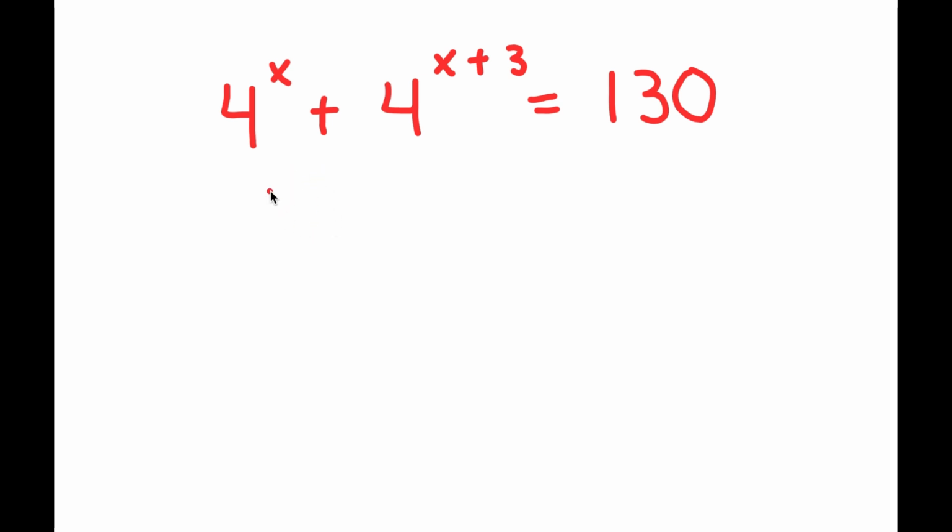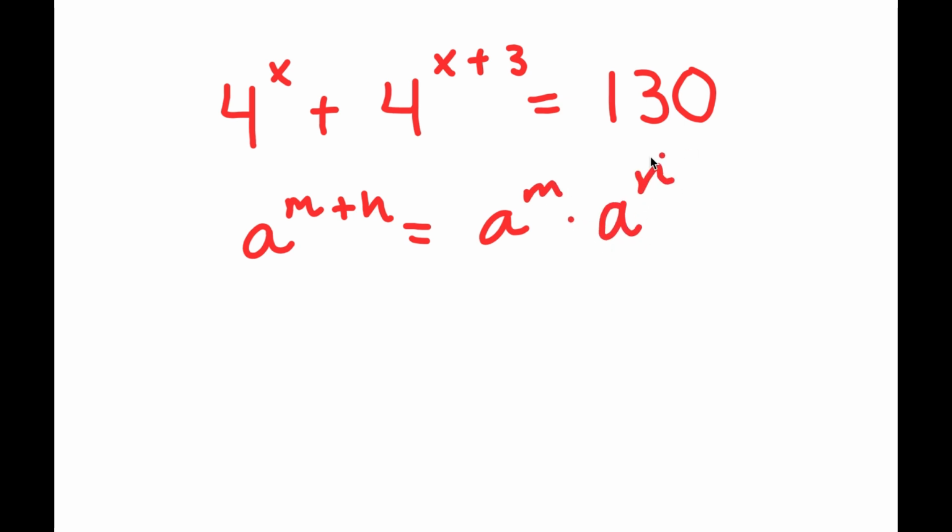Alright, so in this problem, I have 4^x + 4^(x+3) = 130. To solve this, first off, if I have something in the form a^(m+n), this is equal to a^m times a^n.